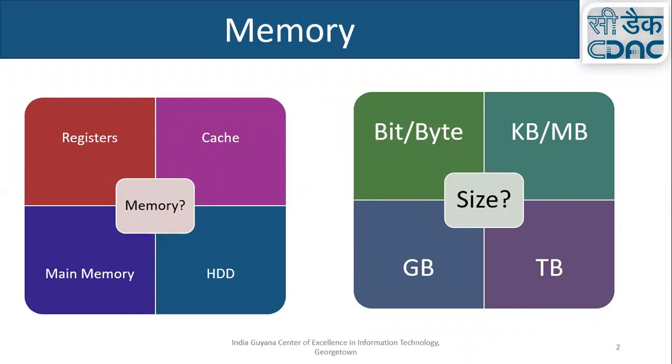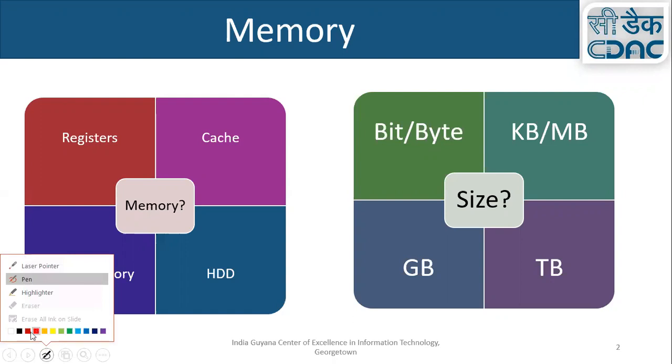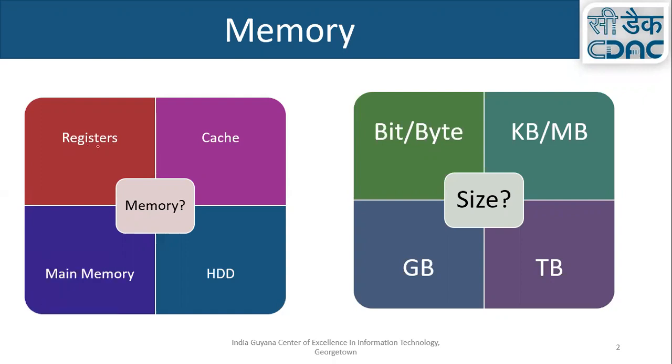So now, after completing the central processing unit, we move to the memory section. We are going to cover the register, that is the top level of the memory, then the cache memory, then the main memory, your RAM, and then hard disk. We are going in deep into what these things are.